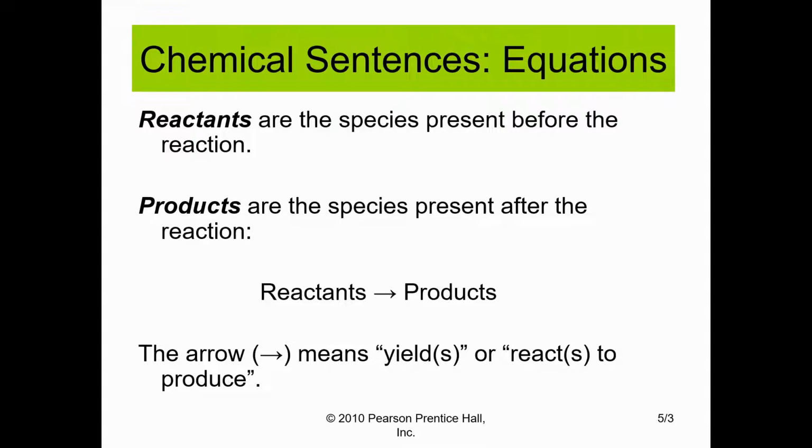So the reactants are the species present before the reaction. They're going to be on the left. And the products are the species that are present after the reaction. Those are going to be on the right. We're going to have some molecules turn into other molecules. The reactants turn into the products. The arrow means yield, or reacts to produce.